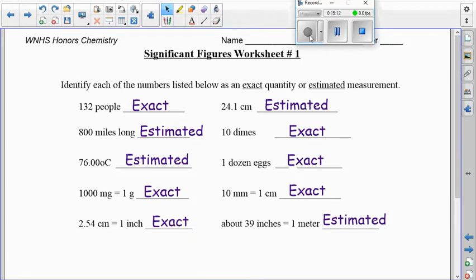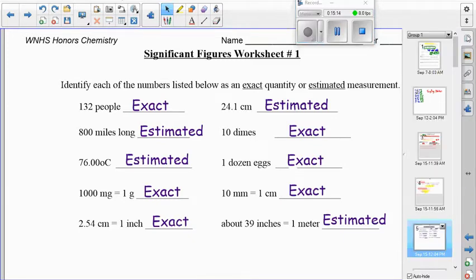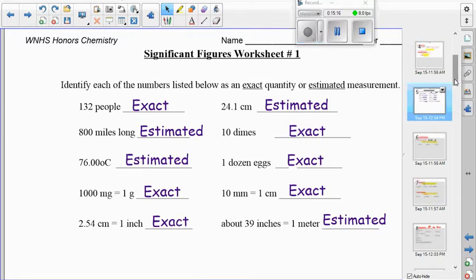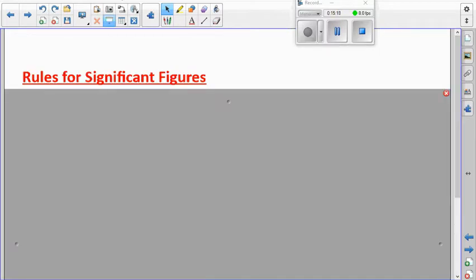All right. If you missed any of those, the answer key will be floating around here soon. But let's go ahead and talk about the rules for significant figures. The rules for sig figs. There are some rules. The first one is very easy. You will feel great about life after this first one.